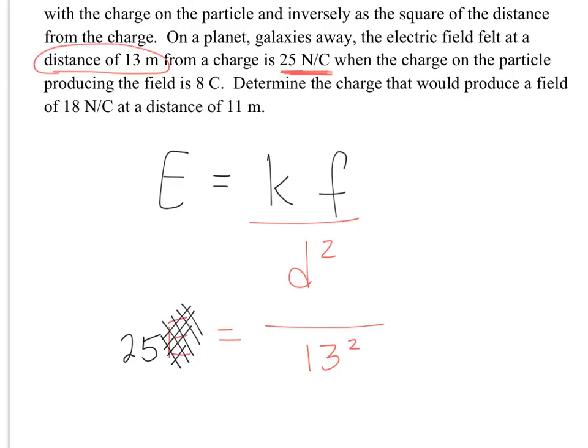And it's not easy to see that because you see a charge, it looks like this is saying a charge is 25, so you'd have a desire to put the 25 in here for charge. But again, read it carefully. It says the electric field felt at a distance of 13 meters from a charge is, what is? The electric field felt is 25. This piece in here is just saying that this is 13. When the charge on the particle is 8 coulombs, that's going to go in for the actual charge right here.